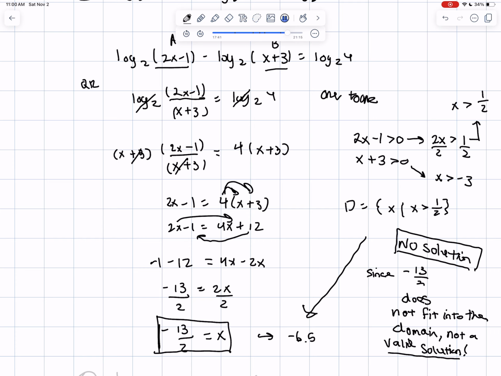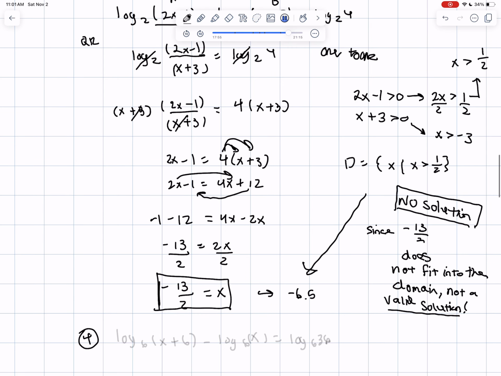Okay, so let's do one closer to your classwork and closer to what you'll have if you were given an exam question. Let's do this problem. If you can, try evaluating this on your own. Log base 6 of x plus 6 minus log base 6 of 6x equals log base 6 of 6 over 36. So try this problem, and then we'll do it together.